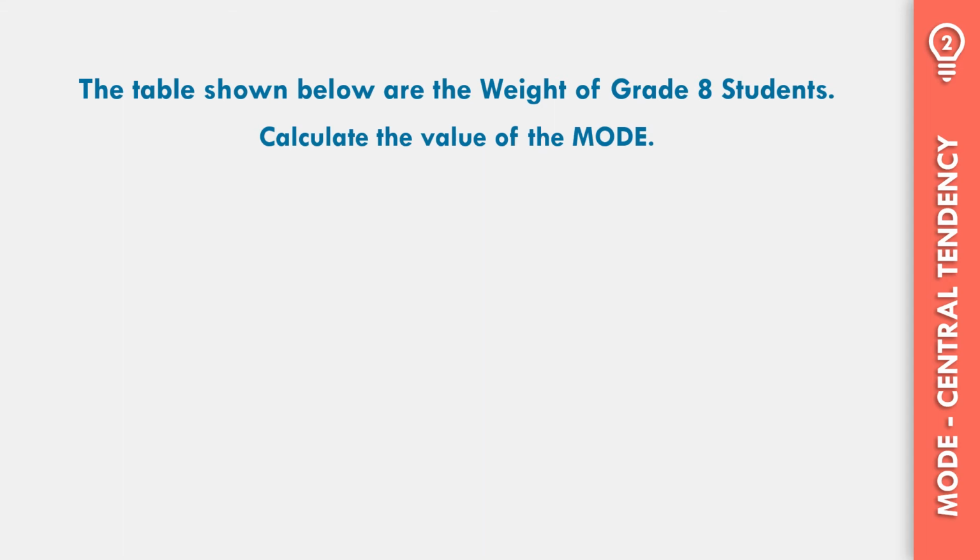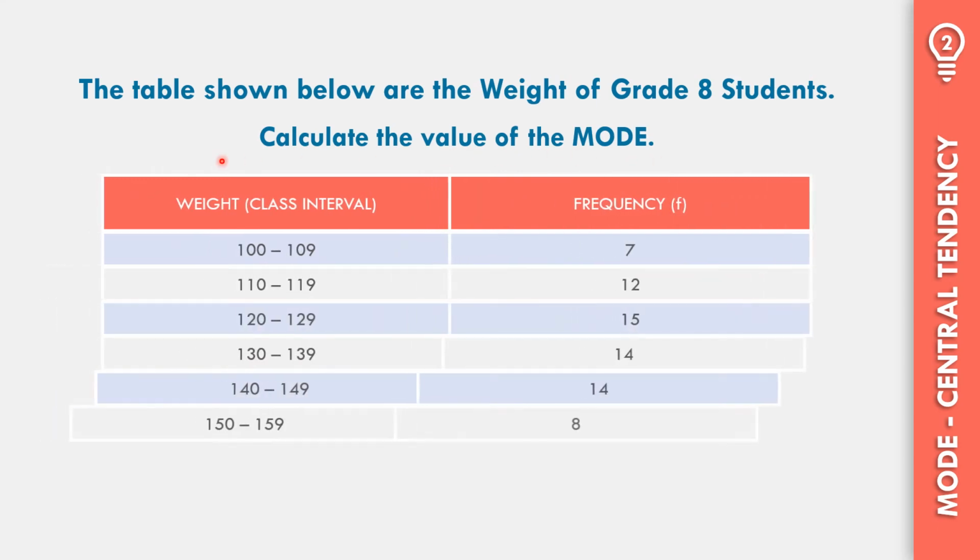In example number 2, the table shown below are the weight of the grade 8 students. Let us calculate the value of the mode. The weight of the students are 100 to 109, we have 7 students. From 110 to 119, 12 students. From 120 to 129, 15 students. From 130 to 139, we have 14 students. From 140 to 149, we have 14 students. From 150 to 159, we have 8 students.